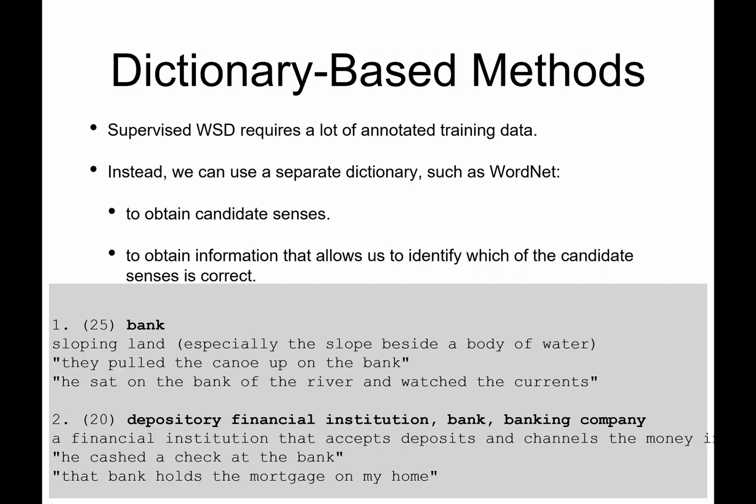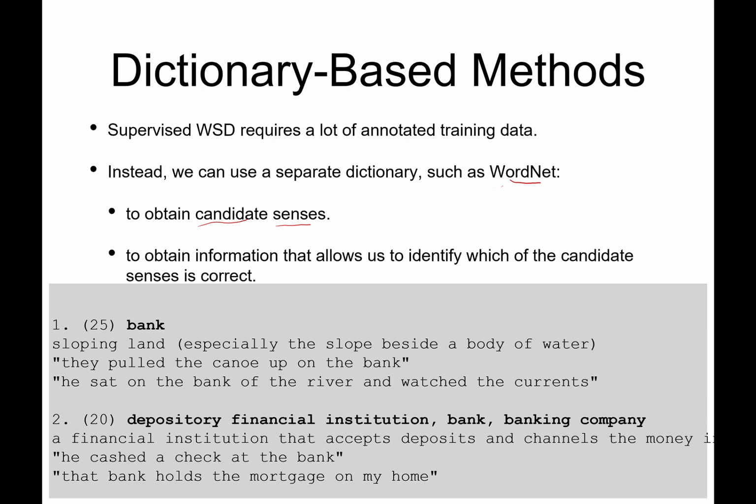All right, so now for the dictionary-based methods, so that was the supervised ones. Then we'll talk about the dictionary-based, and finally we'll talk about the semi-supervised. So for the dictionary-based methods, it's a little bit of a different story. Why? Because we say we have no training data, okay? So instead, what we can use is separate dictionaries, for example WordNet. And in order to obtain the candidate senses, we're going to look up information that we have in our context.